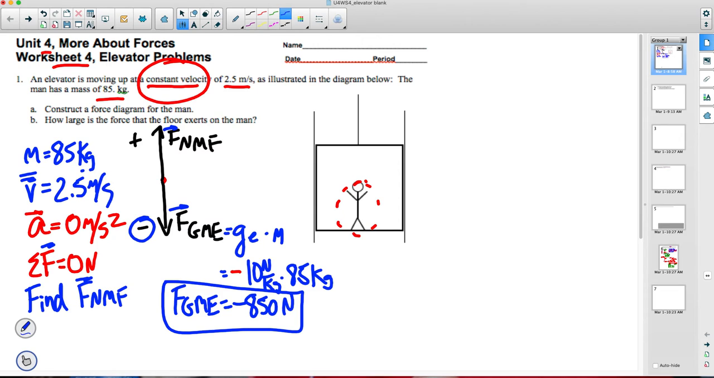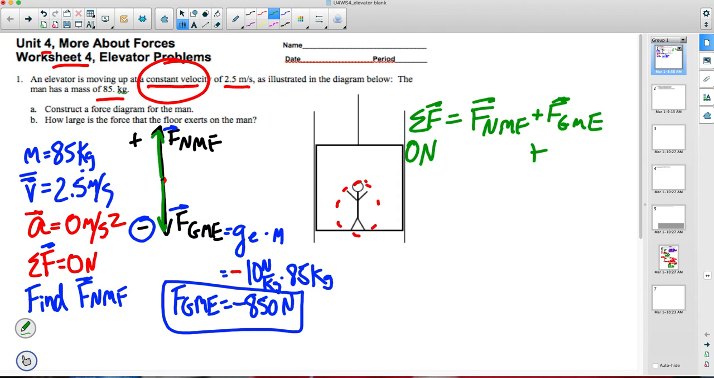Now that we know that, we can use the concept that the net force is the sum of the forces, which means the net force is that upward force normal on the man by the floor plus the downward force of gravity on the man by the earth. And we know already that the net force is 0 newtons. We just calculated the weight of the man down here, so that's negative 850 newtons, and that can help us find the force normal.